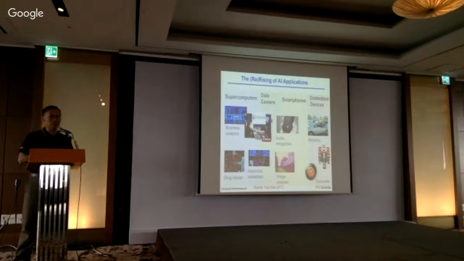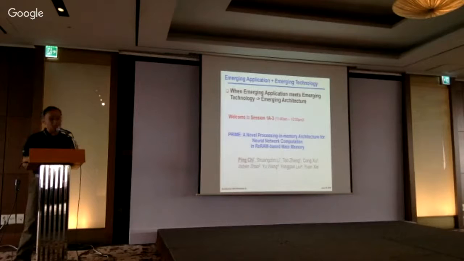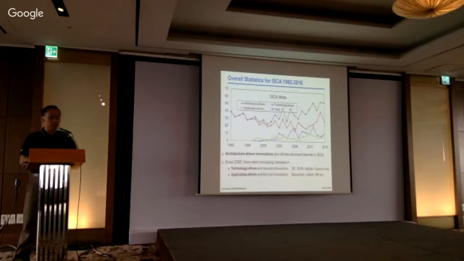And personally, I believe that emerging application plus emerging technology could help us come up with emerging architecture. As one example, one of my students will present a paper combining emerging application and emerging device for an emerging processing-in-memory architecture. And overall, looking at my last 25 years, one of the interesting things is that I try to classify the papers in ISCA into architecture-driven papers, which are the traditional architecture papers, application-driven papers, and technology-driven papers.